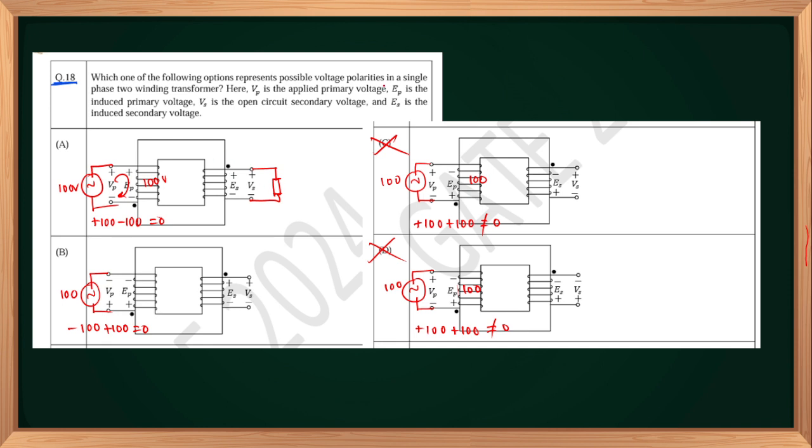So let us assume, he did not mention any turns ratio, so let us assume secondary voltage is also 100. I'm just assuming, so Vs is also 100. So plus 100 minus 100 is equal to 0. So this KVL is satisfied. KVL means the sum of the voltages in a loop equal to 0. Similarly here also if you connect 100 and 100, so plus 100 minus 100 is equal to 0. So both on the primary side and secondary side the KVLs are satisfied.